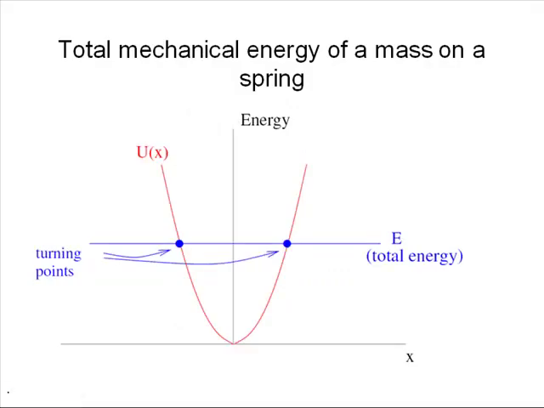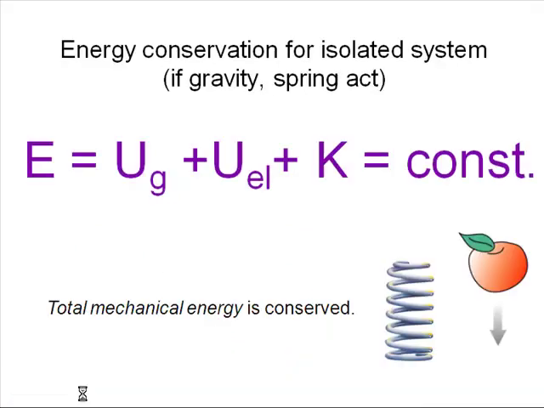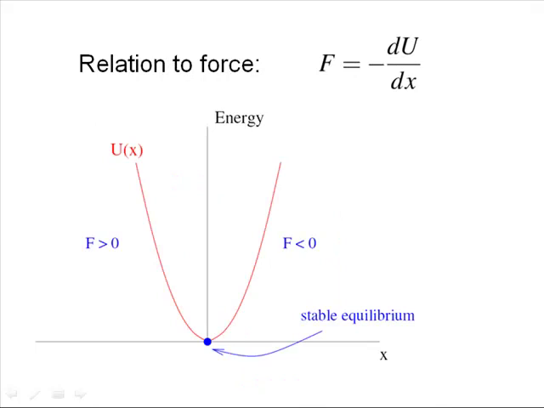Looking at a more concrete, or simpler, example, we have an ideal spring. It has a potential energy of 1/2 kx squared. So it looks like this. If I find the force, it is minus the derivative of potential energy with respect to x.